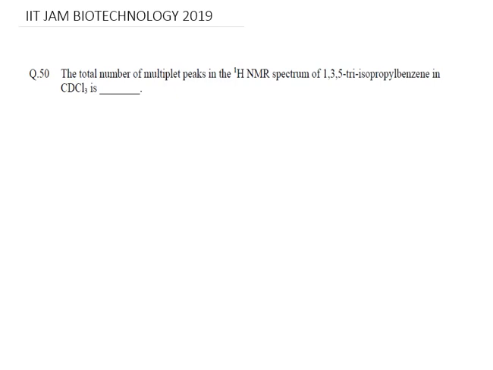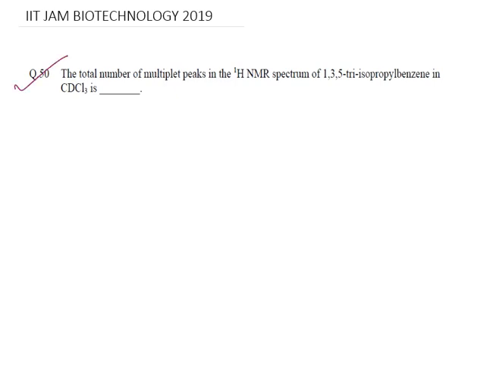Today we are going to solve one question from IIT JAM Biotechnology 2019. As we know, JAM is one of the most important examinations in our country for those students who want to join IITs to pursue their master's degree courses. We cover all four topics for the biotechnology paper: biology, physics, chemistry and also mathematics.